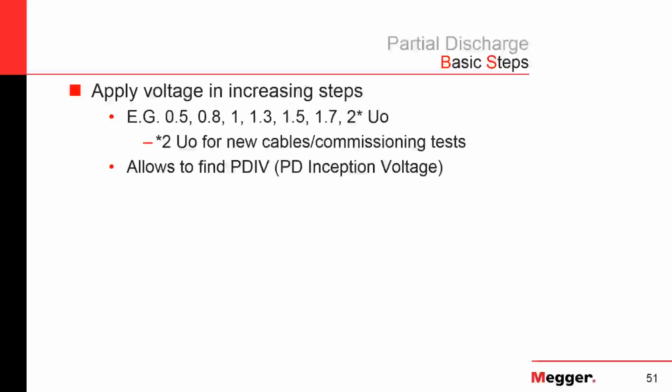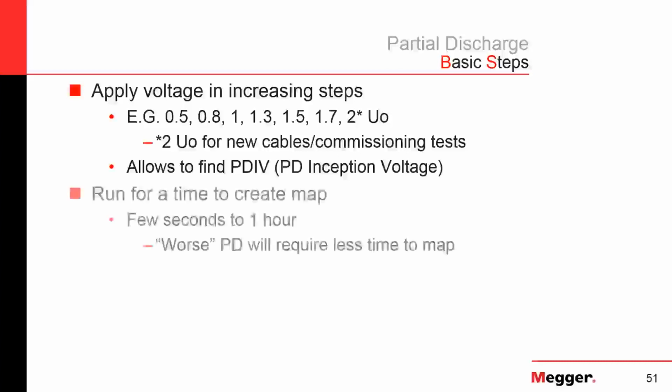So what are the basic steps then for doing a partial discharge test? You would start by applying the voltage in increasing steps. For example, half rated voltage, 0.8 rated voltage, 1.3 times rated, 1.5 times rated, 1.7, up to 2 times rated voltage. And we do that in logical steps that allow us to find the partial discharge inception voltage. And that's just the voltage at which partial discharge starts.